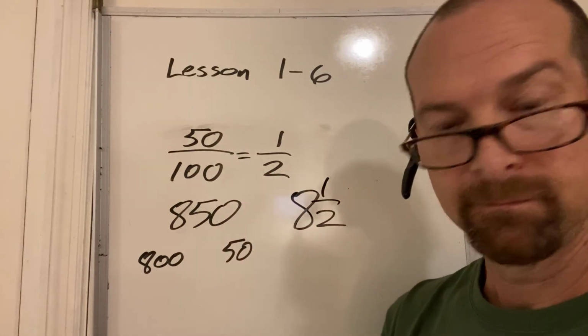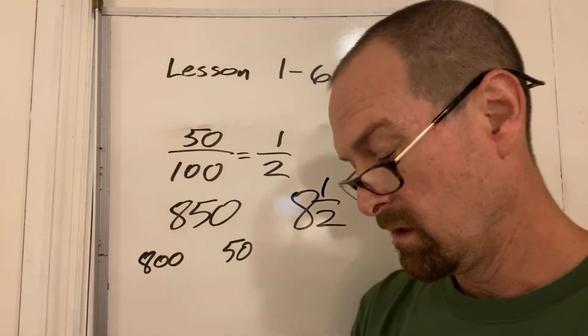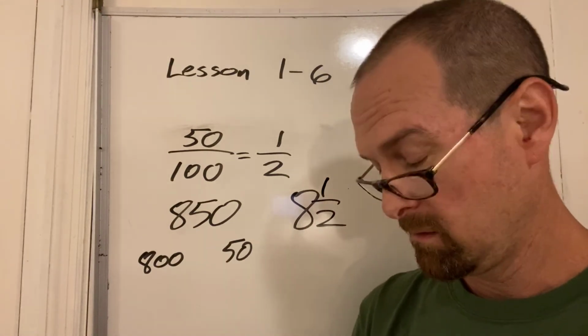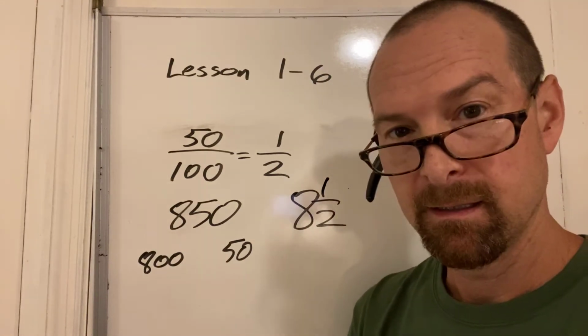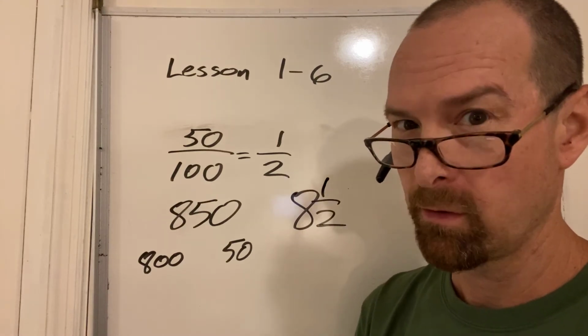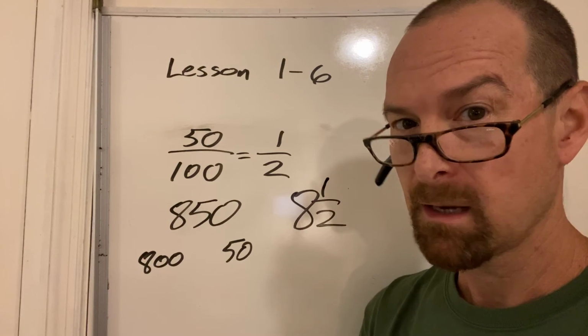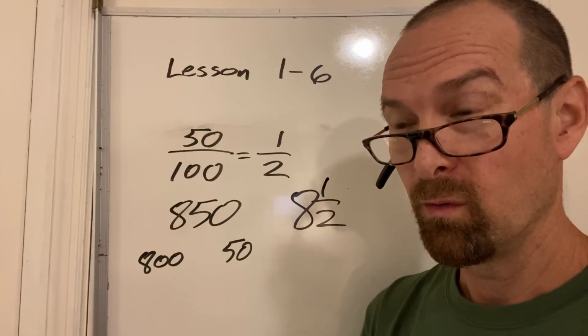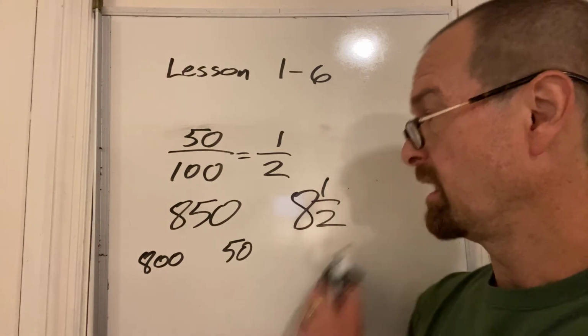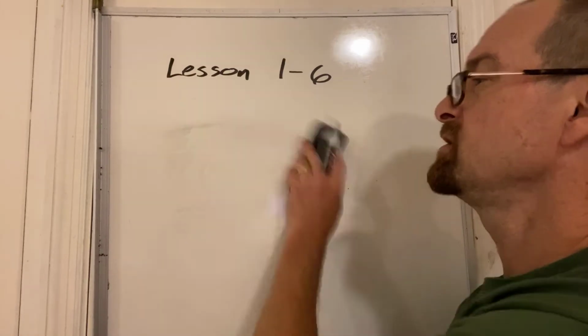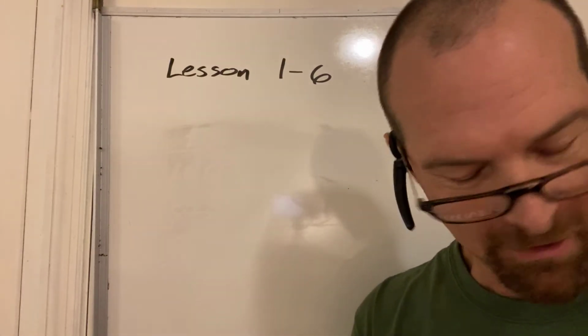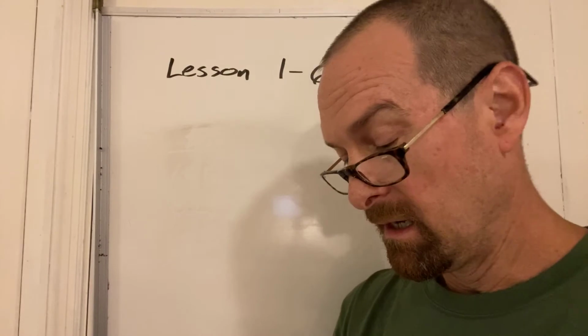And the last one, 1/4 of a meter would be how many centimeters? 1/4 of a meter. You'd have to take 1/4 of 100. That's 25. Did you say 25? Good for you. Okay. Here's the deal.